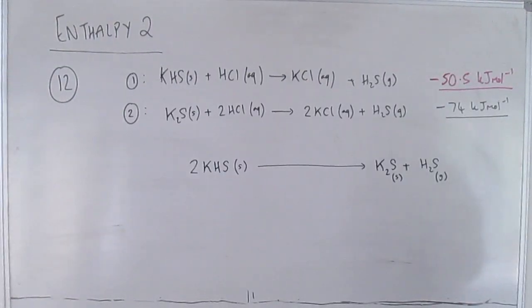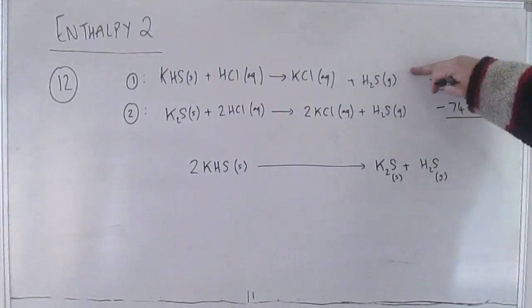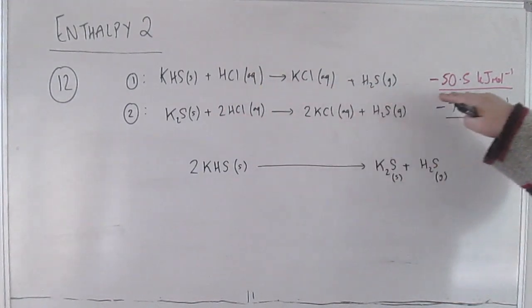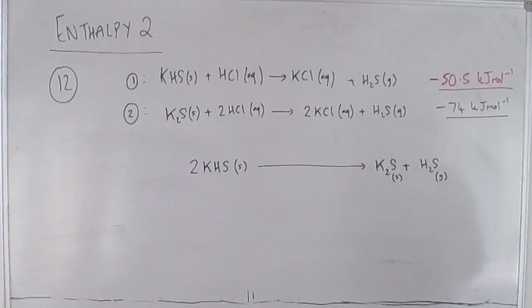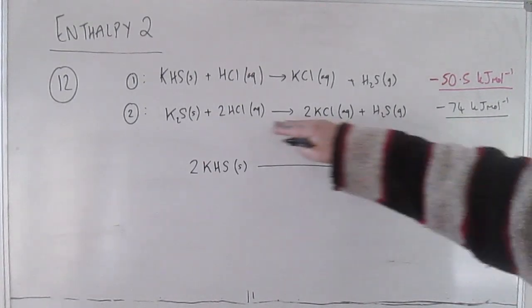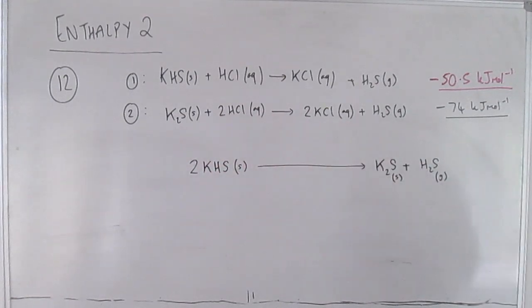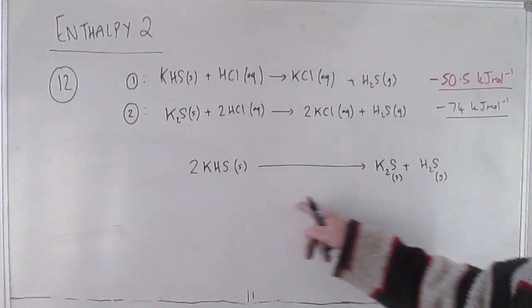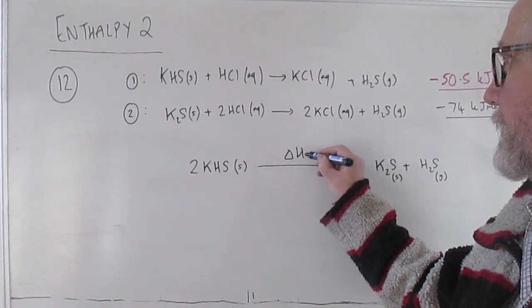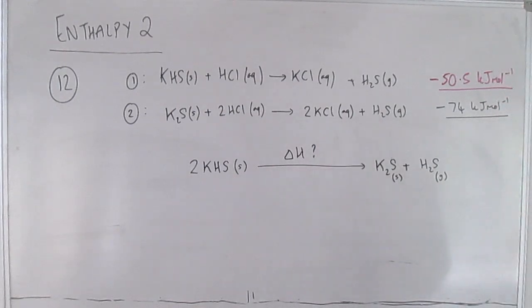Okay, so now we have enthalpy data for two reactions. This one, which we've just calculated, KHS plus HCl, we've got minus 50.5 kilojoules per mole, and then in the question it gives us delta H for this second reaction, K2S plus 2HCl. And it's asking us to combine those data to find delta H for this reaction. Okay, so that's our objective.